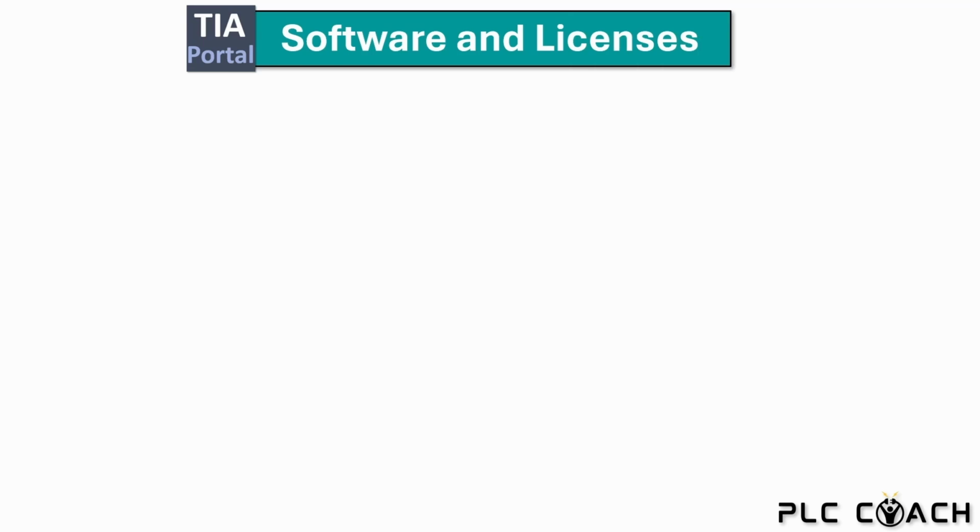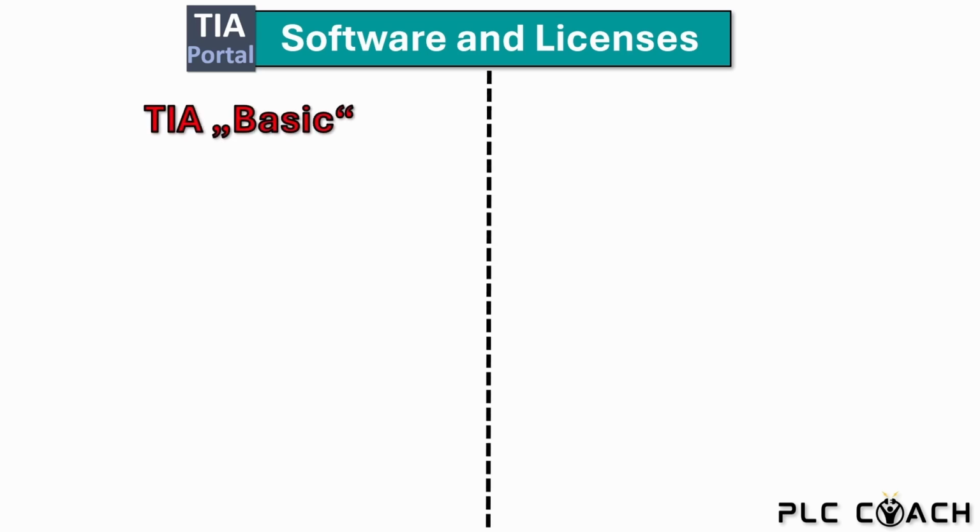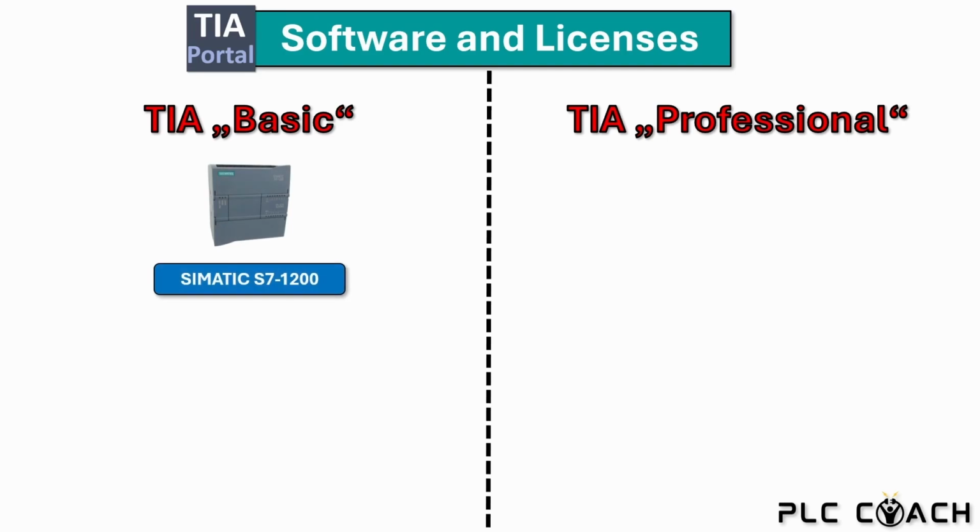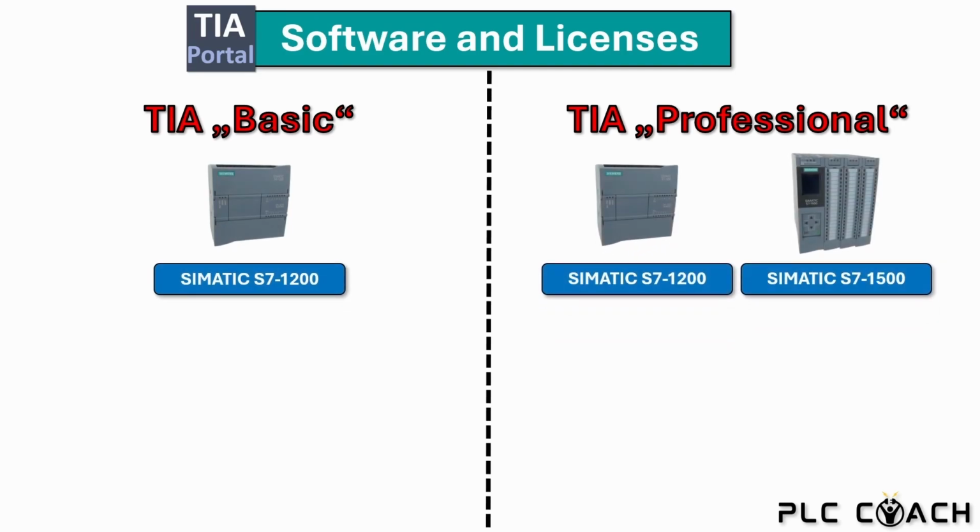Now that you know what TIA Portal is, let's talk about versions and licenses. It's a little bit complicated, but don't worry, I'll guide you through it. Let's start with the most important part. The TIA Portal comes in two editions. The basic version and the professional version. With the basic version you can only program the S7 1200. With the professional version you can program all devices.